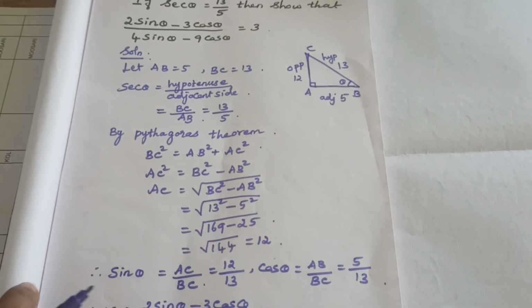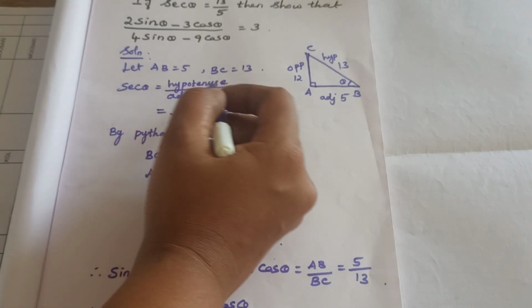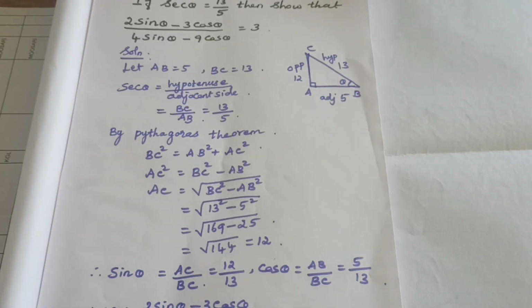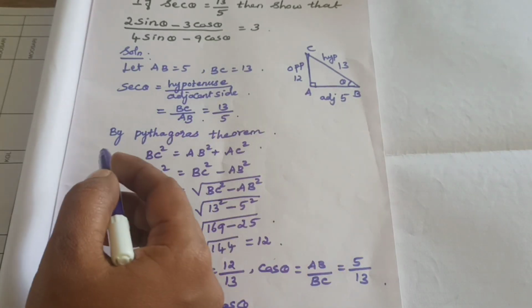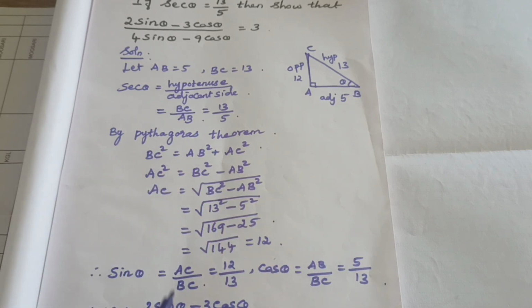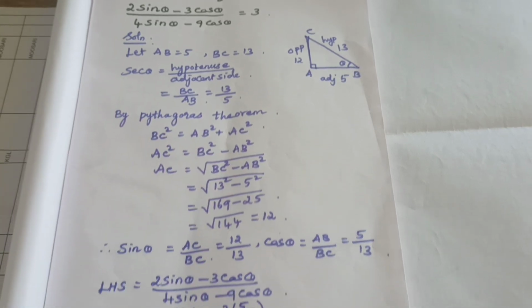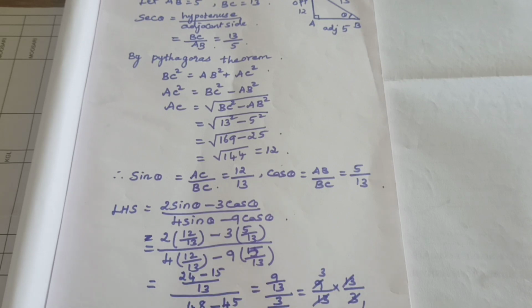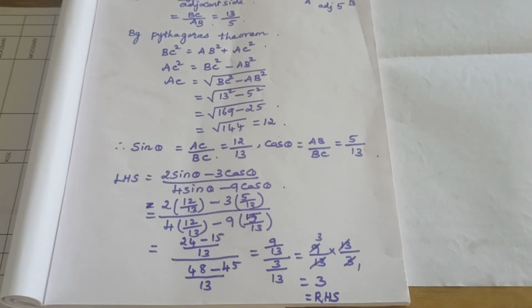Then first, what is given? Two sides are given. Using the Pythagoras theorem, you find out the next side of the right angle triangle also. Then afterwards find sin theta and cos theta. Substitute all the values here, then you will get the answer. Have you understood? Any doubt?